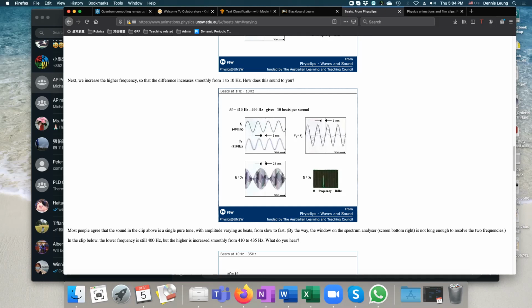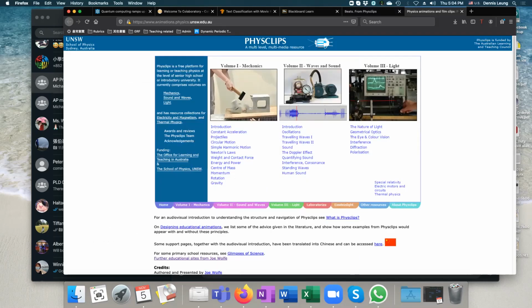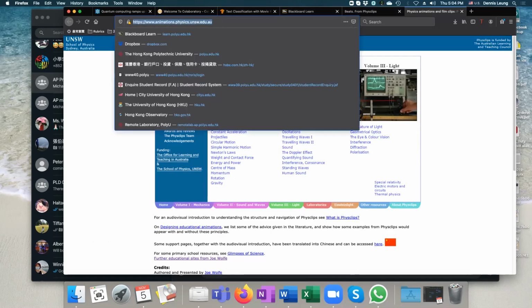Of course, we do not know which one is higher or which one is lower, but we are just considering the absolute difference between the two. So this is the important thing. Let me see if I could find something on the YouTube.